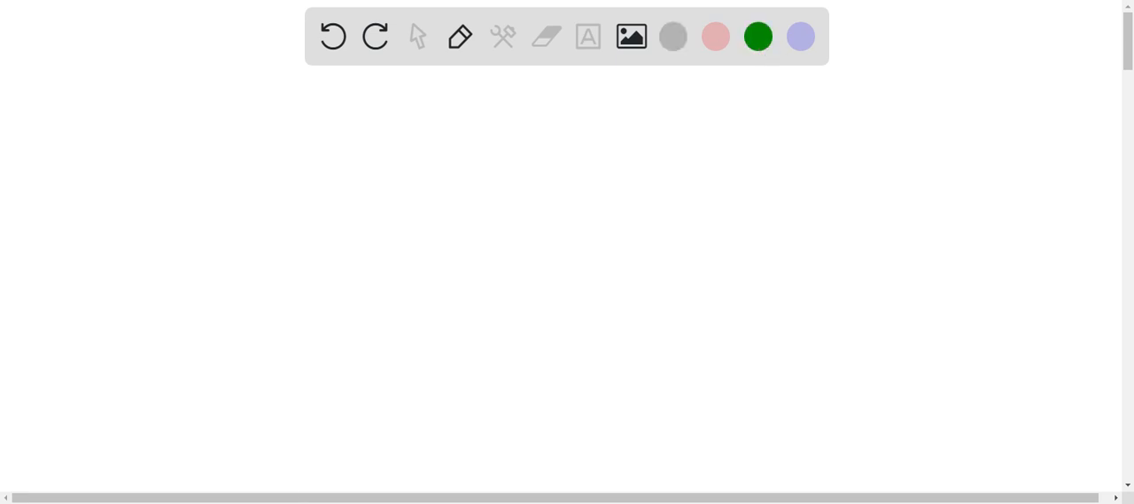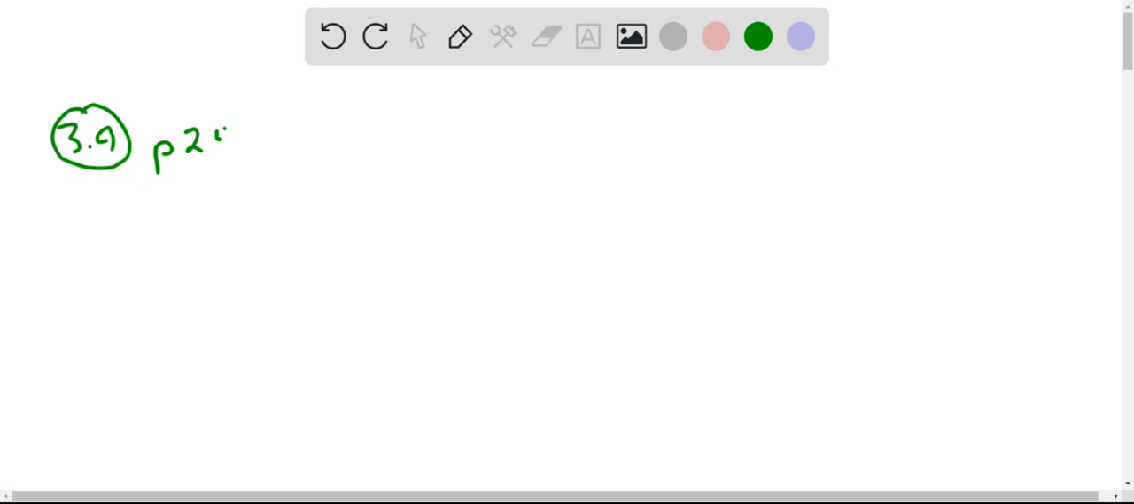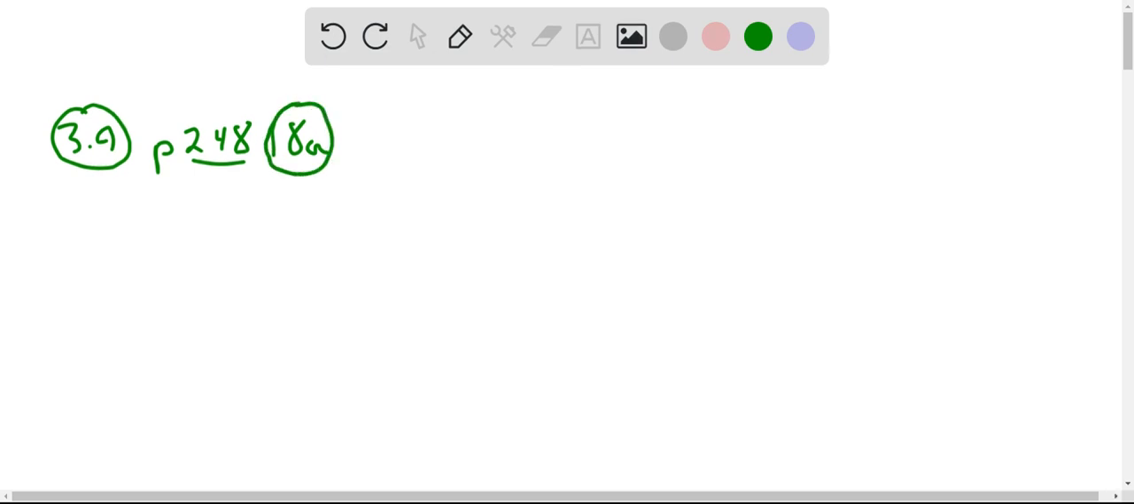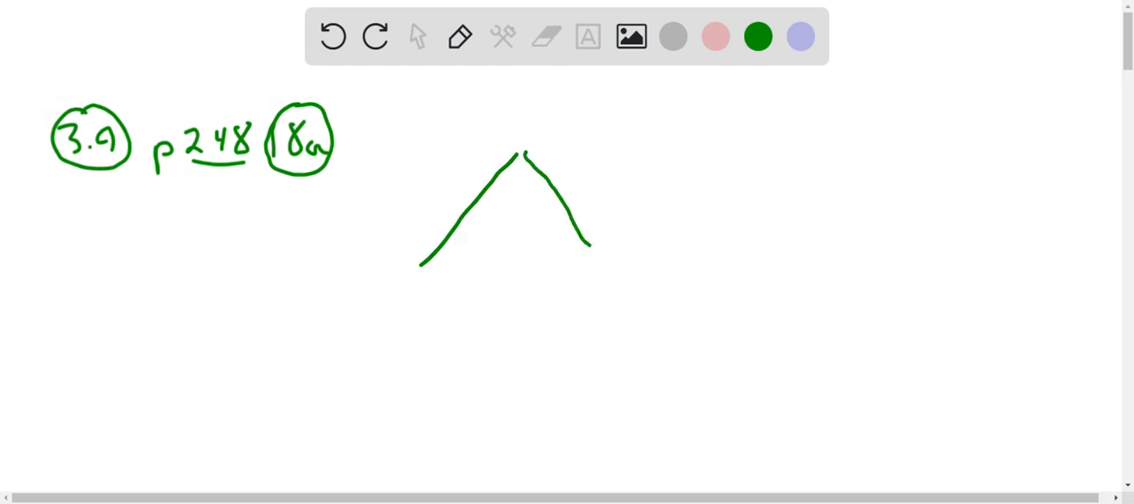We're in Chapter 3, Section 9, page 248, number 18A. So we have a baseball diamond. Let's pretend these are straight line segments.